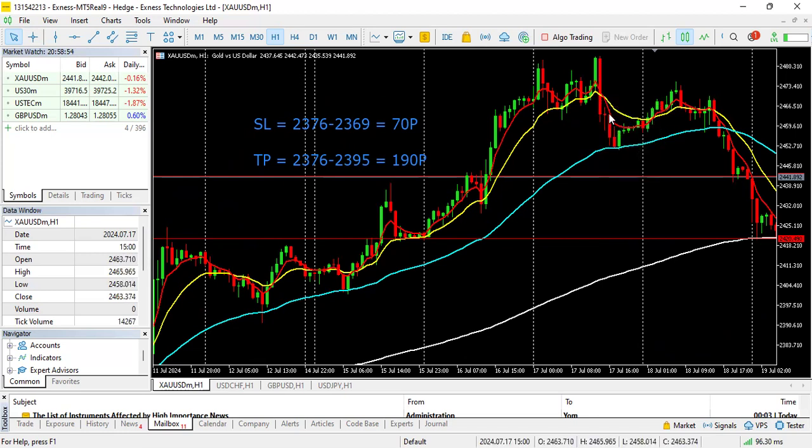If you enter your sell here, you put your stop loss above here. Your stop loss is here, the high is 24.83, and your entry is at, what's the open? 24.63, which is quite wide. That's about 200 pips, right? You might not want to go into it.